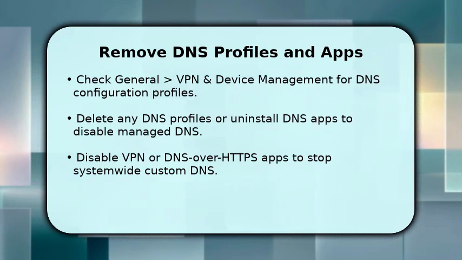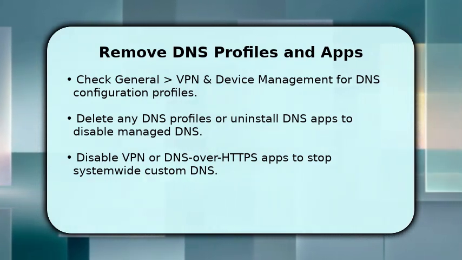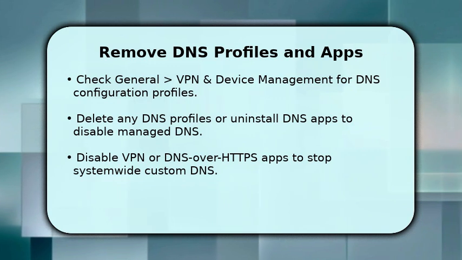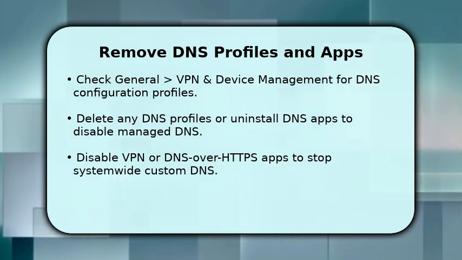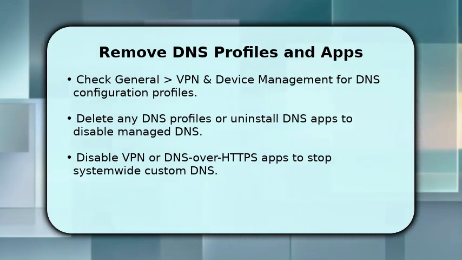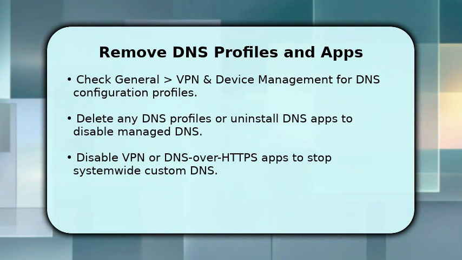Open Settings and choose General, then tap VPN and Device Management to view profiles. Look for any configuration profiles that set a DNS server or filtering service. Tap the profile name and choose Remove Profile to delete DNS settings applied by that profile.